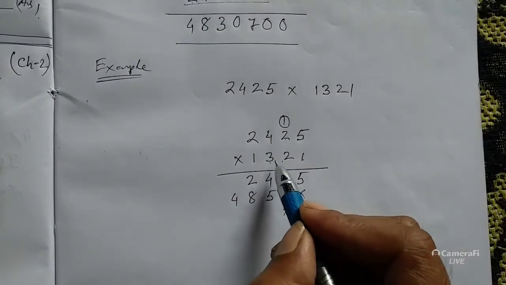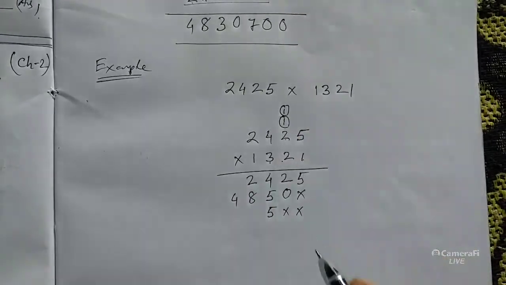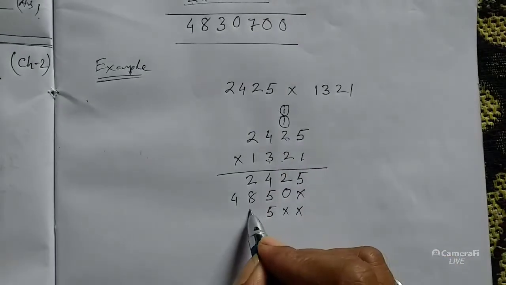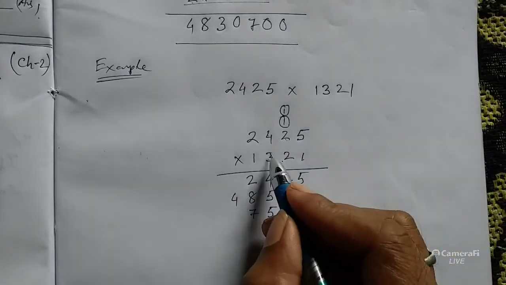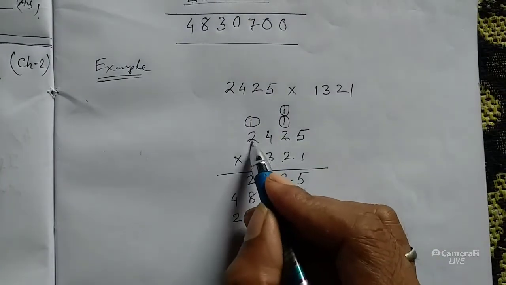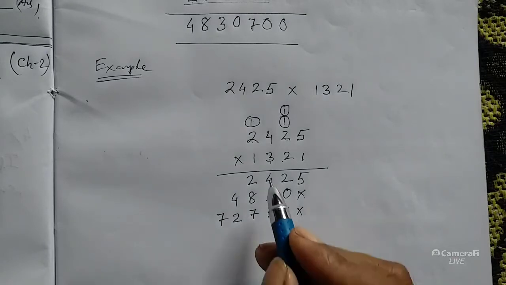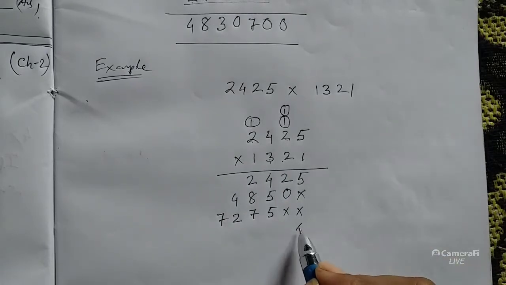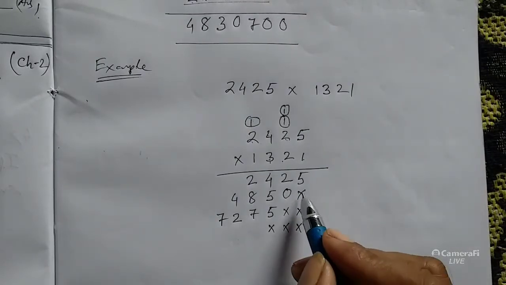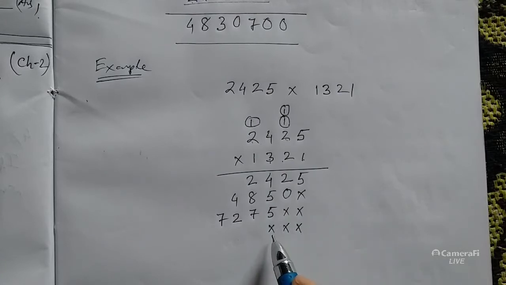Start with 3. 3 5s are 15, 5, 1 carry. 3 2s are 6 plus 1, 7. 3 4s are 12, 2, 1 carried. 3 2s are 6 plus 1, 7. Now there is another digit, so again cross here and cross here. First time 1 cross, second time 2 crosses, third time 3 crosses, in this way.